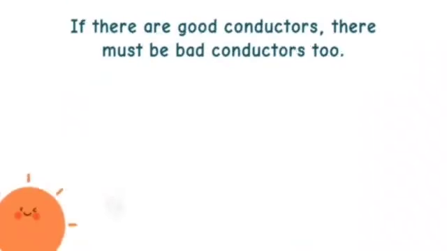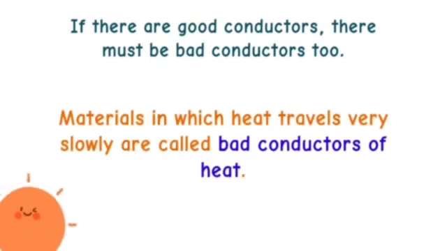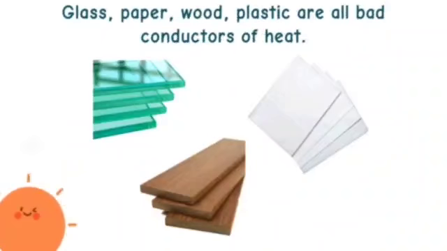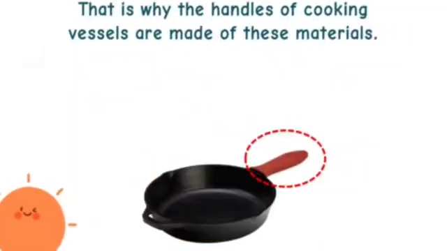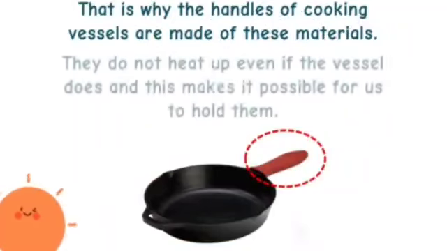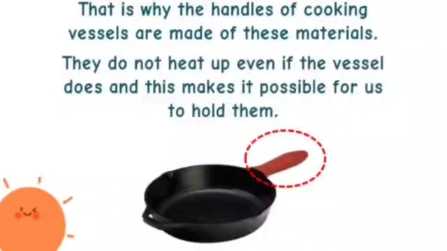If there are good conductors, there must be bad conductors too. Materials in which heat travels very slowly are called bad conductors of heat, and they are also called insulators. Glass, paper, wood, plastic are insulators. That's why the handles of cooking vessels are made of these materials. You can see on this picture. They do not heat up even if the vessel does, and this makes it possible for us to hold them.